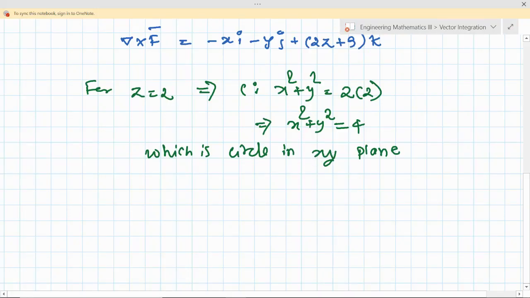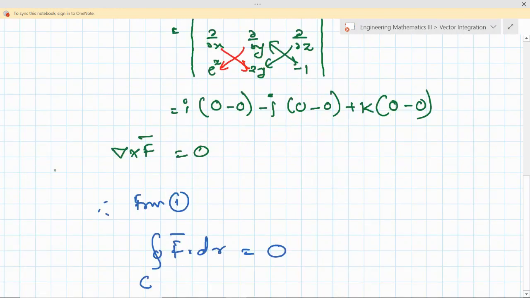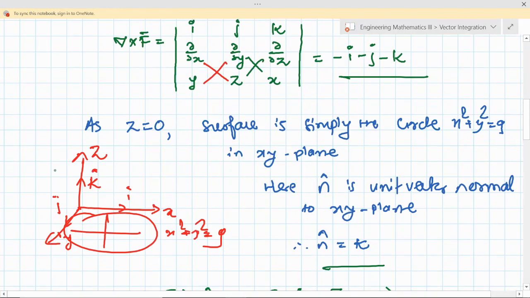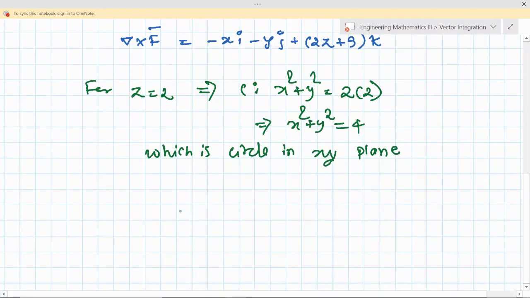So what is our n cap? Same as previously, we have that circle in the xy plane. So C is a circle in the xy plane, and our n cap is nothing but k here. Just the radius is different; everything else is the same. Therefore n cap is equal to k.